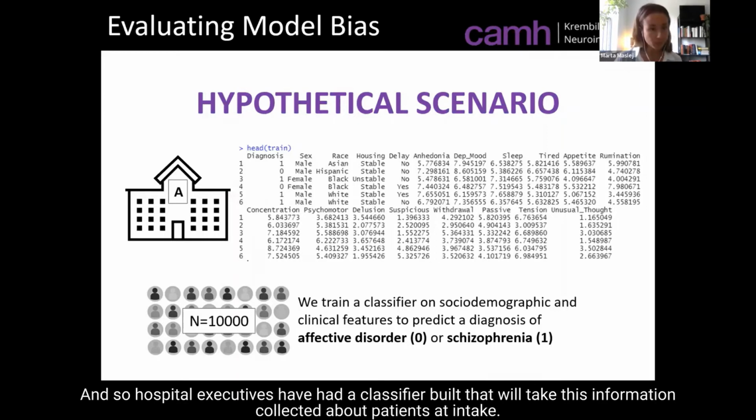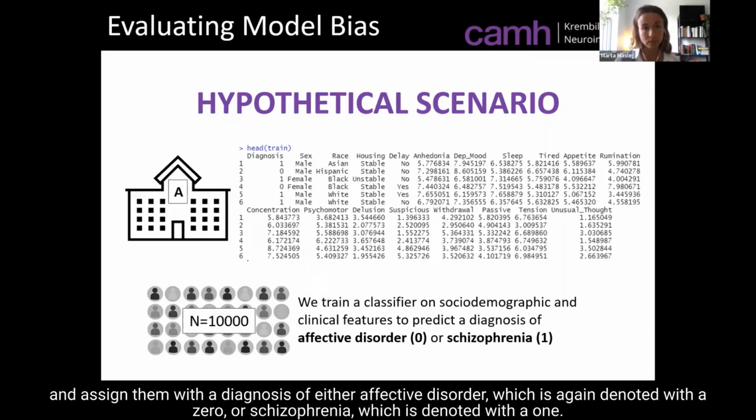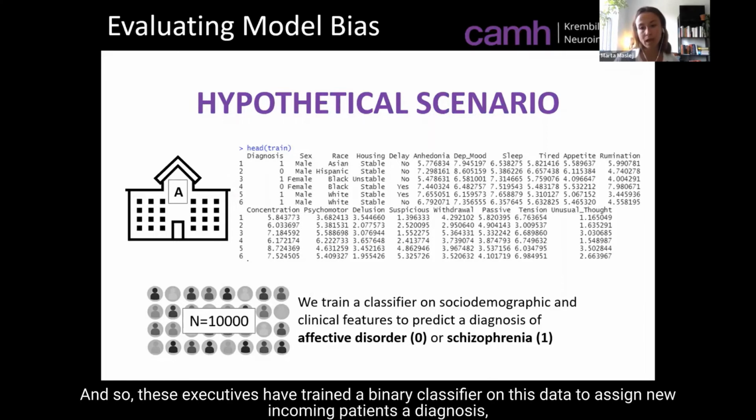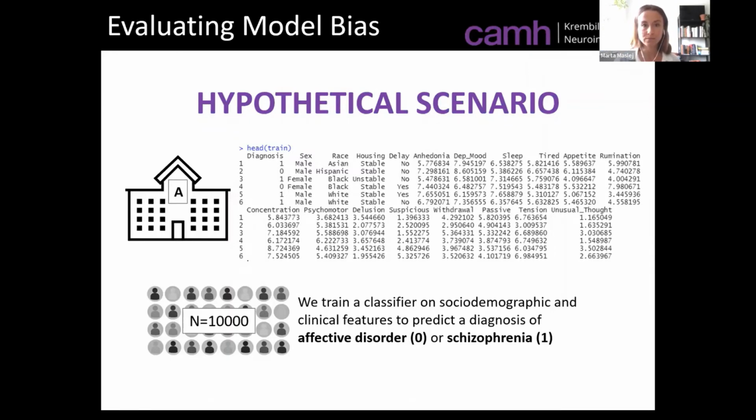And so hospital executives have had a classifier built that will take this information collected about patients at intake and assign them a diagnosis of either affective disorder, which is again denoted with a 0, or schizophrenia, which is denoted with a 1. These executives have trained a binary classifier on this data to assign new incoming patients a diagnosis so that these patients can be triaged into the appropriate clinic for treatment. Next slide.